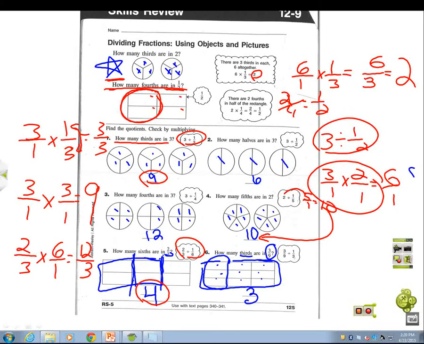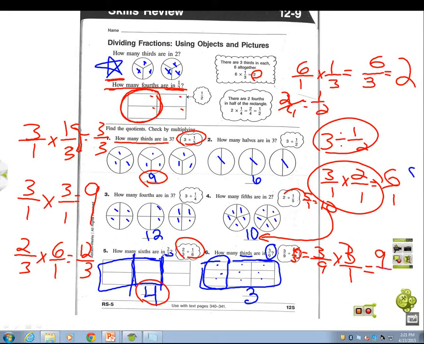Okay, so this one, 3/9 divided by 1/3 equals the same as this. 3/9 times what? Not 1/3, it's 3. So it'd be 3 over 1. And what does that equal? 3 times 9 equals a whole, so 1.